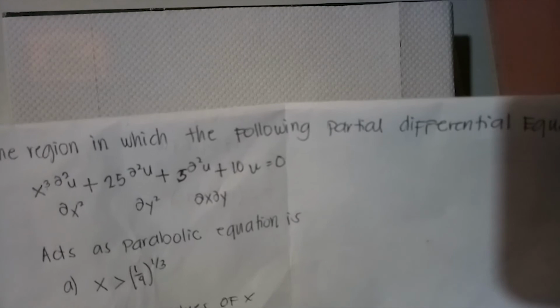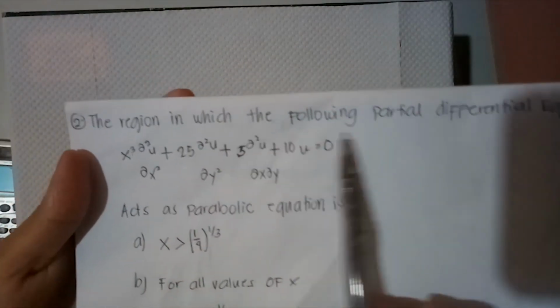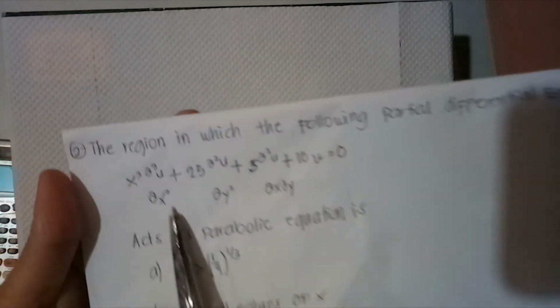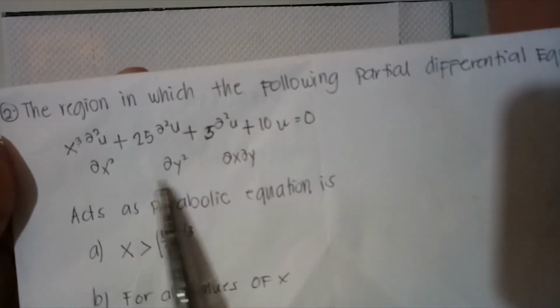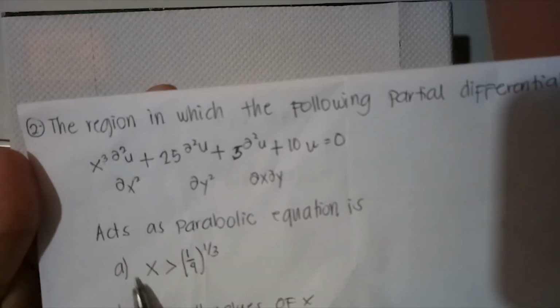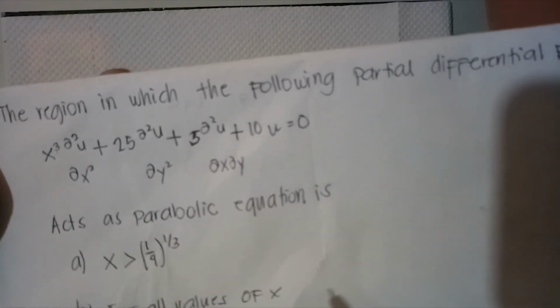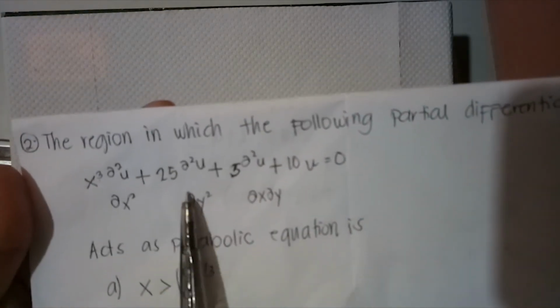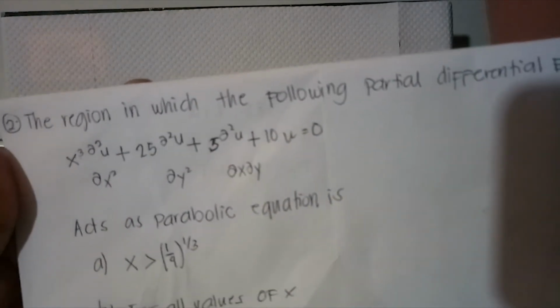Hey guys, again, this is the continuation of our discussion about the solution of questions under the topic of parabolic partial differential equations. So here's the question: the region in which the following partial differential equation is parabolic. So here's the given problem, and we need to solve this equation to get the correct answer. So now let's proceed to our solution.